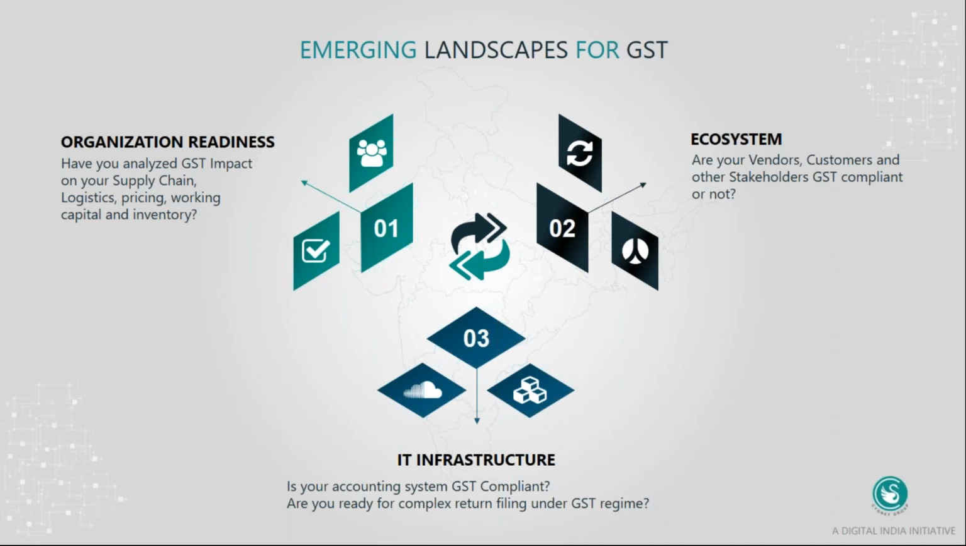The third is an IT infrastructure readiness, where current accounting or ERP packages, whatever are being used by the organization, need to go under an upgrade and update for being GST compliant, and they have to produce inward and outward supplies. Those are GST compliant. Once your inward and outward supplies are GST compliant, those are ready.